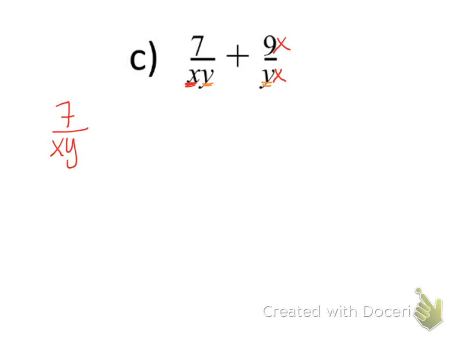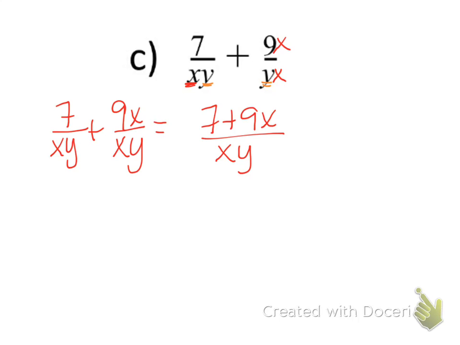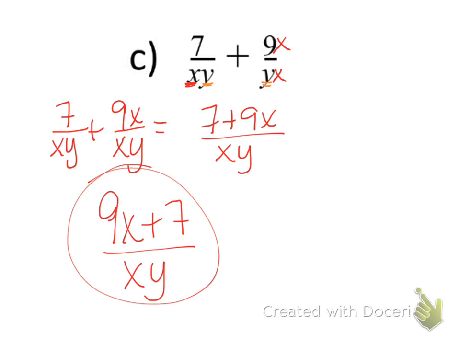Now we've got 7 over xy plus 9x over xy, and when we add those together, we have 7 plus 9x all over xy. Writing this more in standard proper form of the variable first, we have 9x plus 7 over xy.